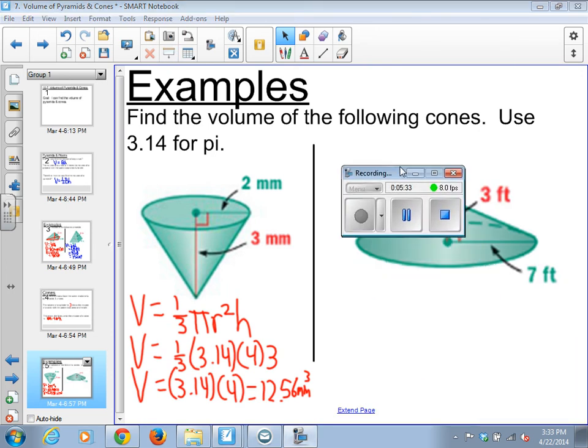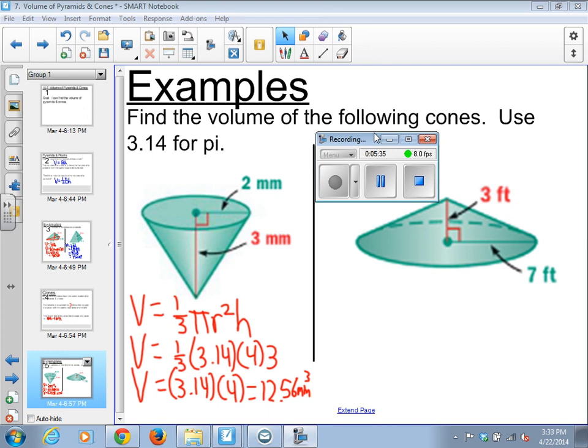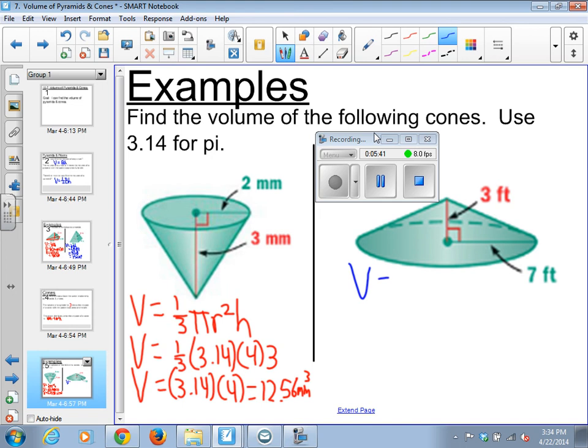Okay, try this one, guys. It's the same exact process. We've got a height of 3, radius is 7. Start with our formula. Volume equals 1/3 pi r squared height. So we've got 1/3 times pi, radius squared. Radius is 7. We know that 7 squared is 49. And our height is 3.